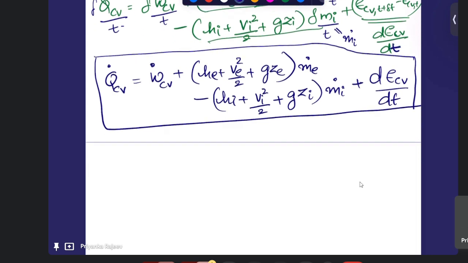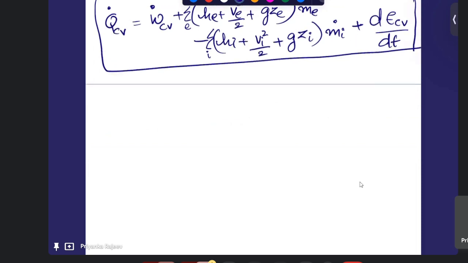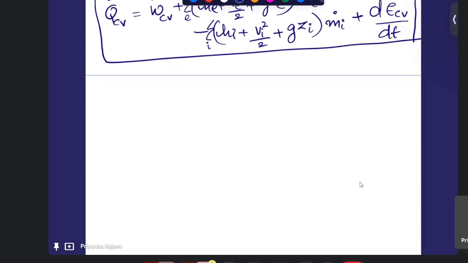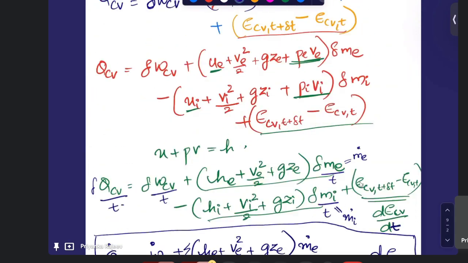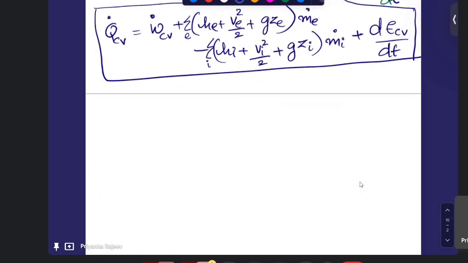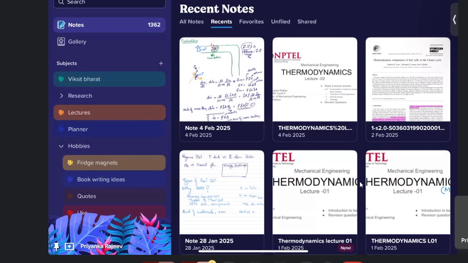Now for multiple inlets and multiple outlets, you have to do the summation over exits and inlets. That will be the only change happening for multiple inlets and outlets. So this is the final equation for an open system. Open system means where mass flow and energy flow is happening.